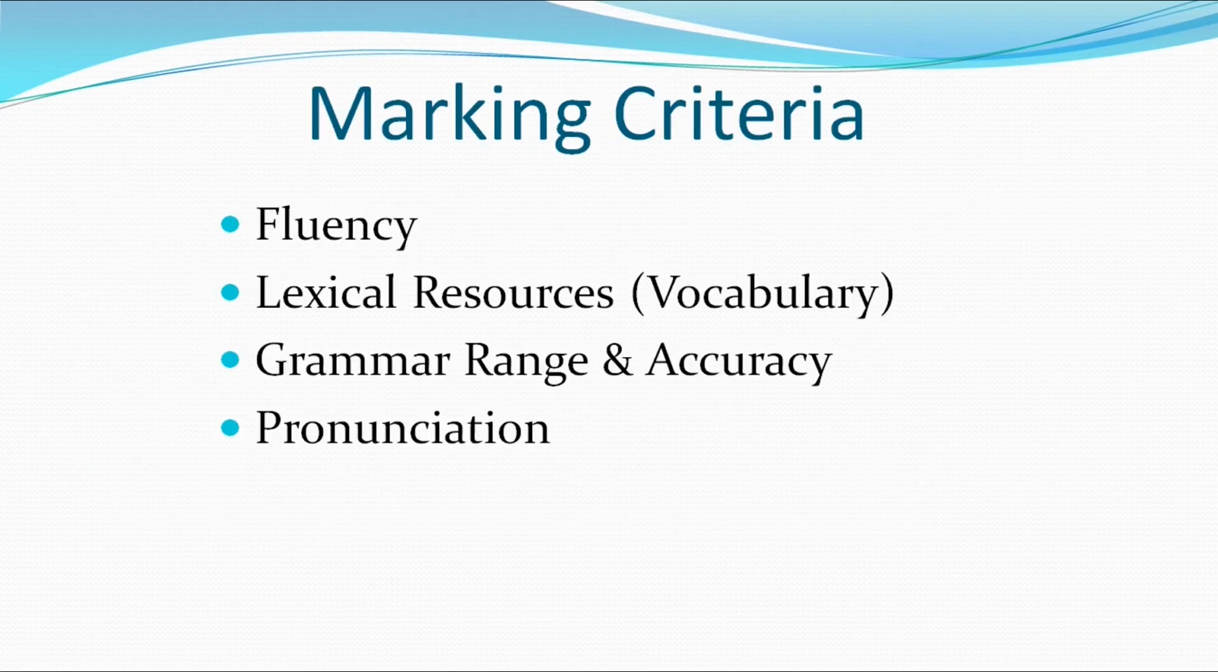Marking criteria of speaking test. Marking is done depending on your potentiality over 4 areas. These are fluency, how fluent you are while speaking, lexical resources, the range of vocabulary you use in your speaking, grammatical range and accuracy, pronunciation, how well you pronounce words while speaking.